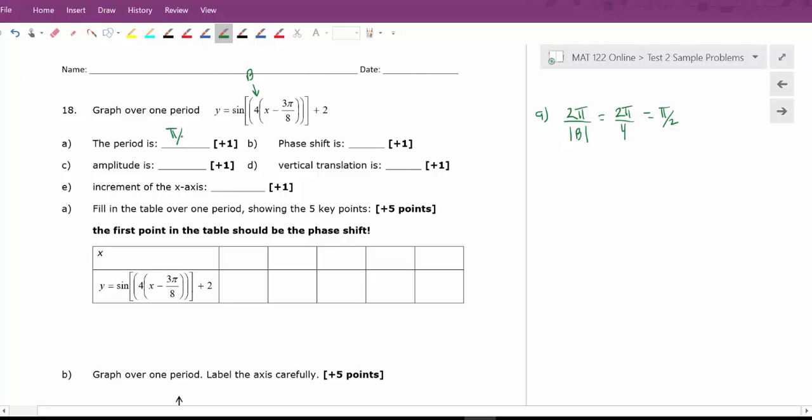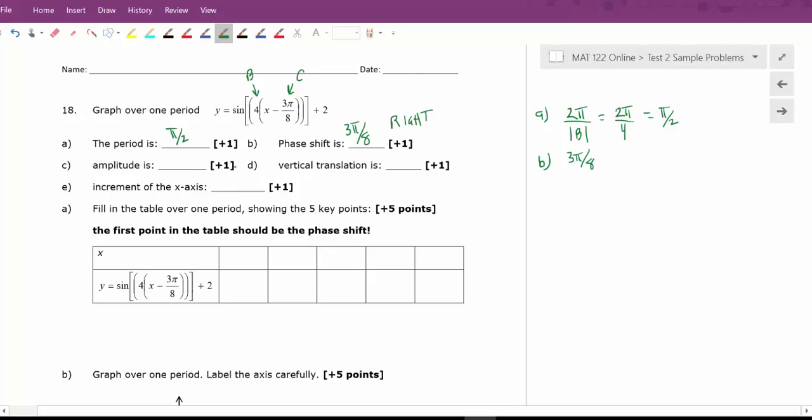Okay, now while we're at this, let's just go ahead and get everything put together. So the phase shift, now see, this is in a factored form. So that's your phase shift. So that's going to be 3 pi over 8. It's going to be to the right. So we just put 3 pi over 8. But let's make a note to ourselves that we're going to the right. Okay, because of the minus sign.